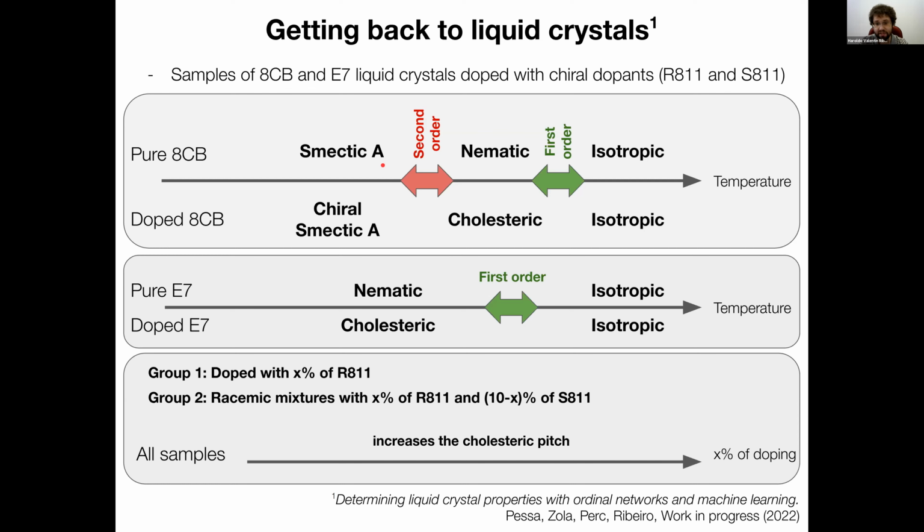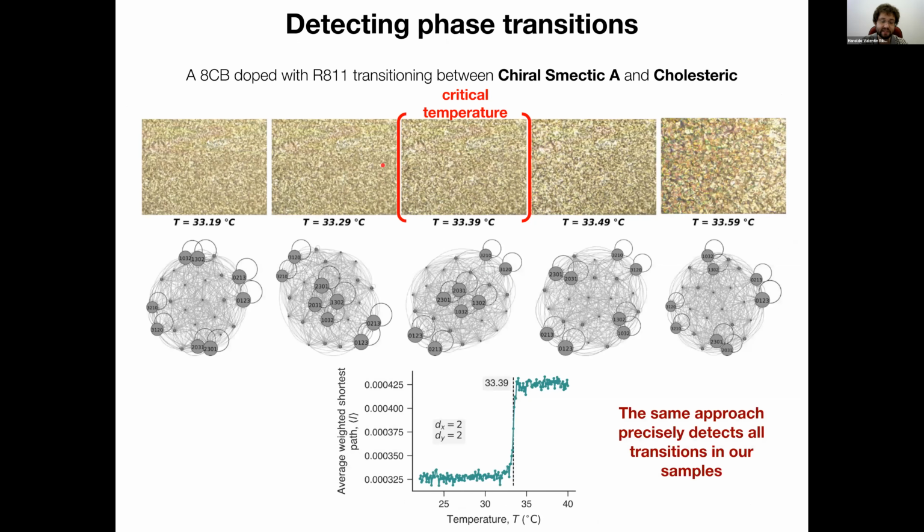What I'm showing here is an example of the transition of an 8CB sample doped just with R811. So we are seeing a transition from the chiral smectic A to the cholesteric phase. And we know from the literature that that's the critical temperature. So at this particular temperature, we would expect our system to change from the chiral smectic A to the cholesteric phase. But again, you can see that it's very hard to differentiate these textures.